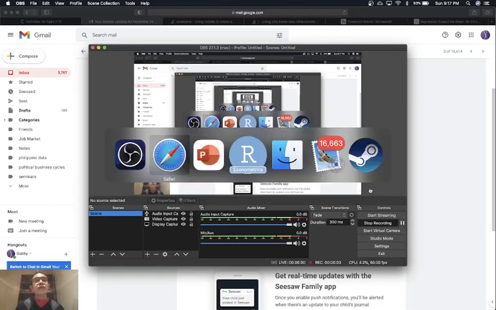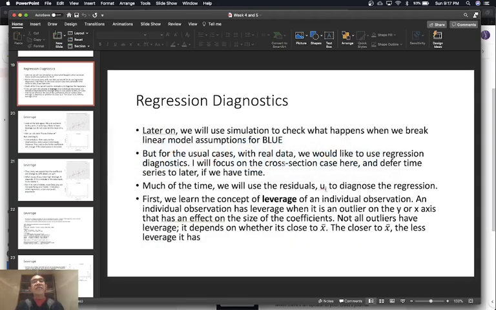Hello, and we are now continuing week 4 and 5, and hopefully the week 4 and 5 addendum. So now we're going to get into regression diagnostics. Later on, we will use simulation to check what happens when we break linear model assumptions for BLUE, or Best Linear Unbiased Estimator.